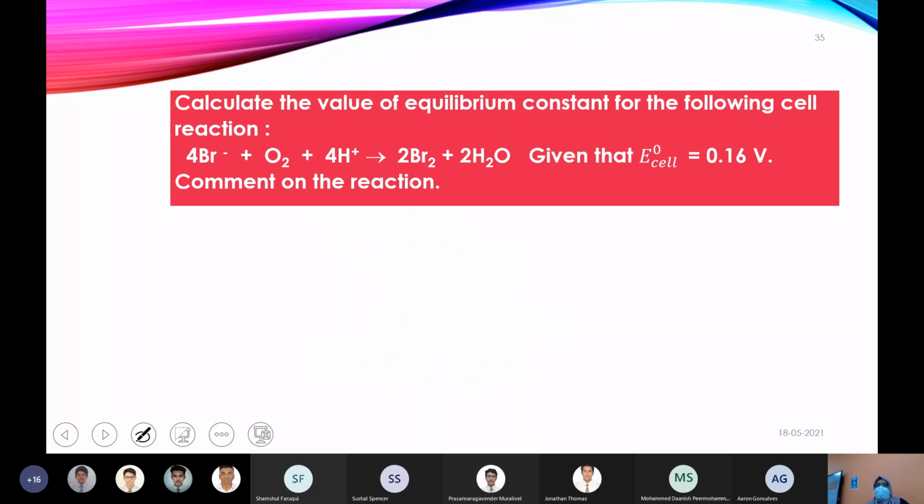4Br⁻ + O2 + 4H⁺ giving 2Br2 + 2H2O. E cell is already given. You have to calculate the equilibrium constant and comment on the reaction. Once you calculate the Kc or the equilibrium constant K, you get some information about the reaction. Yesterday we discussed: spontaneous, non-spontaneous, or at equilibrium. Whether it's in equilibrium, which direction is favored, forward or backward.